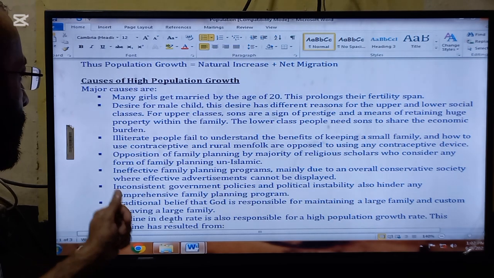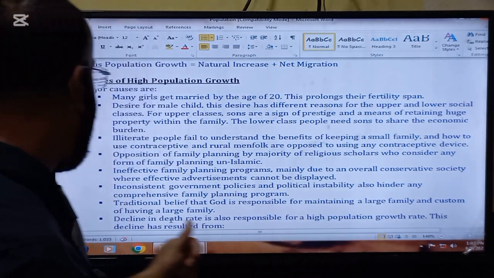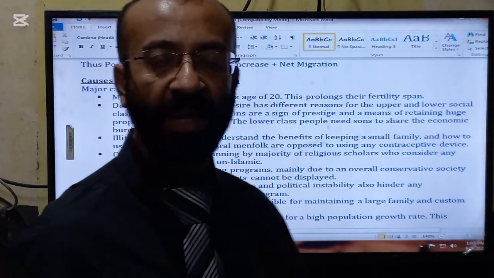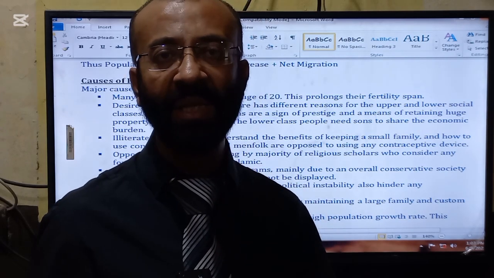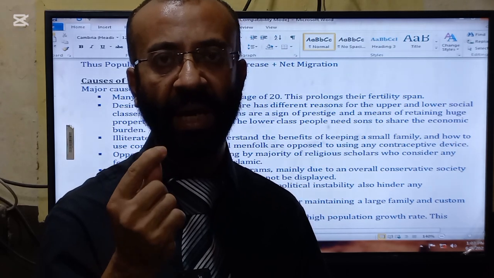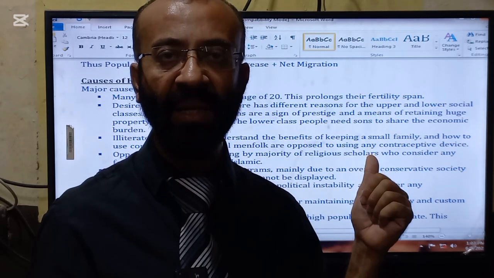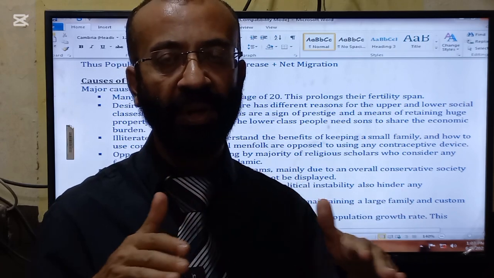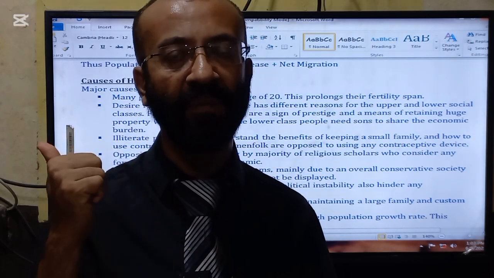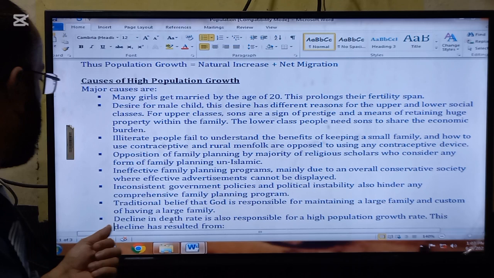Next reason is inconsistent government policies and political instability, which also hinder any comprehensive family planning program. This is another very strong reason, because political instability is there in Pakistan. If one government tries to start a comprehensive program on family planning, in the meanwhile that government topples over, and the new government is not willing to continue the programs of the previous one because of political interest. So this is another reason.